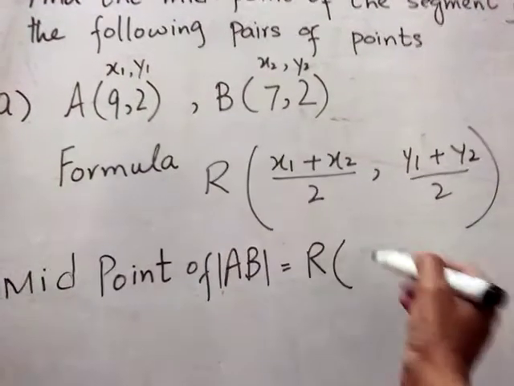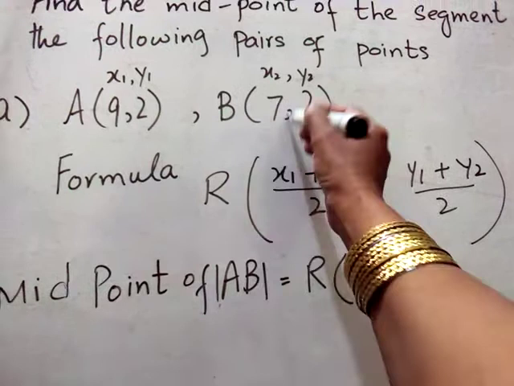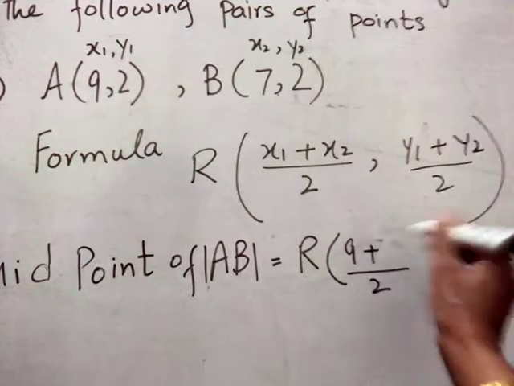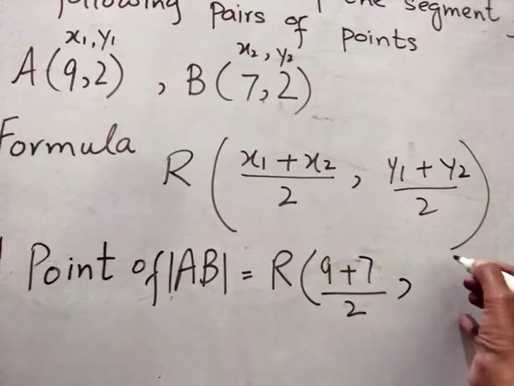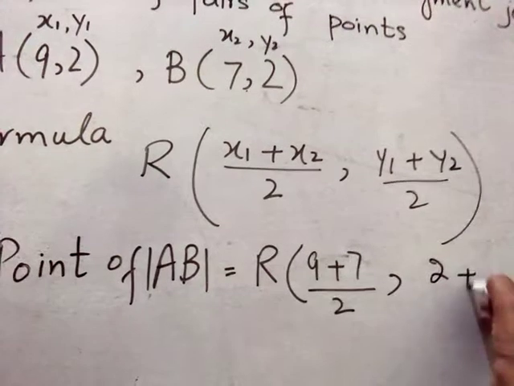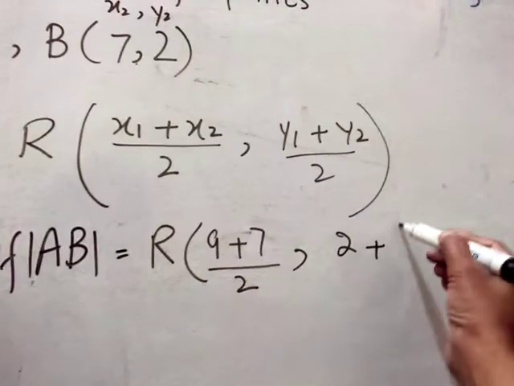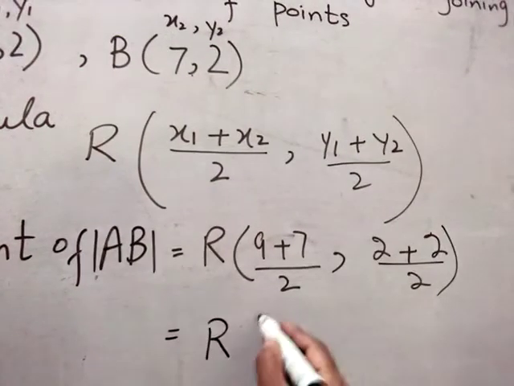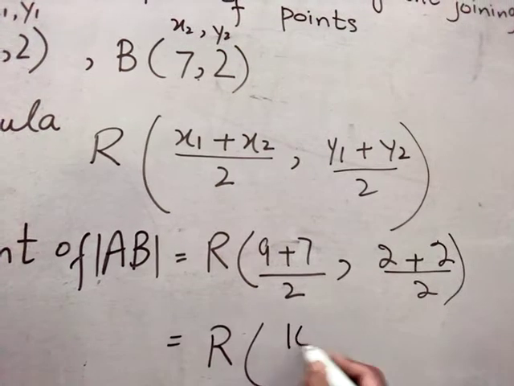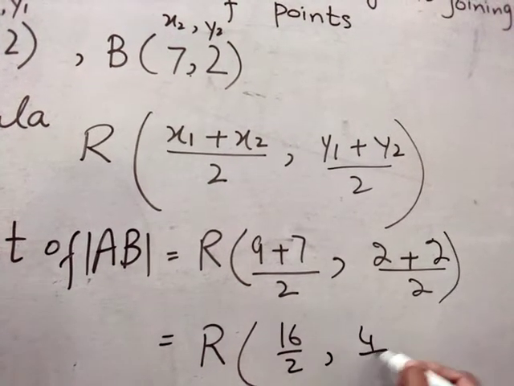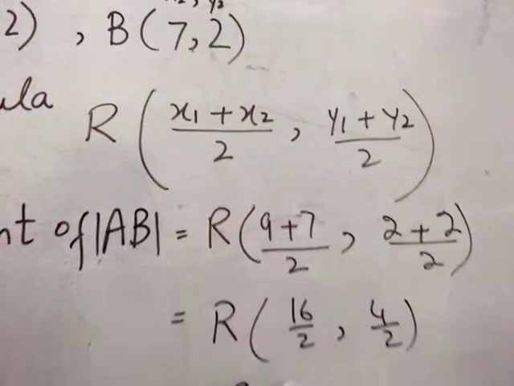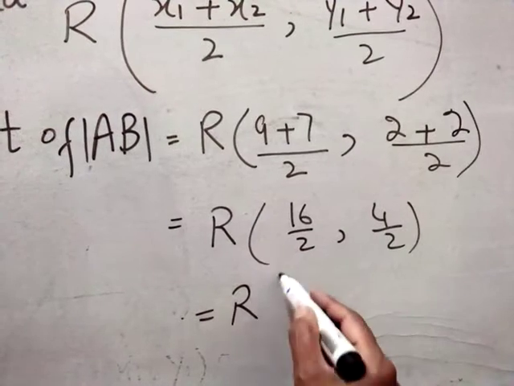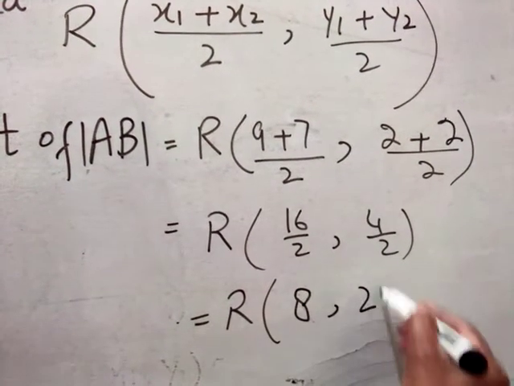So x1 is equal to 9 and x2 is 7, divided by 2. And y1 is 2 and y2 is also 2, divided by 2. Now 7 and 9 is 16, so 16 by 2 and 4 by 2. 16 by 2 is 8 and 4 by 2 is 2.